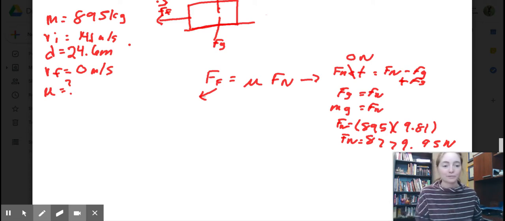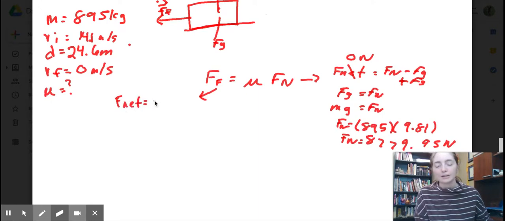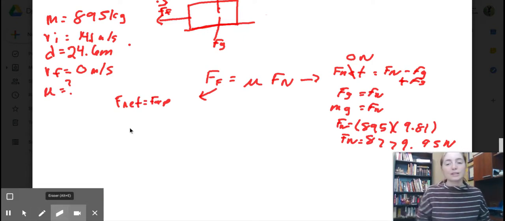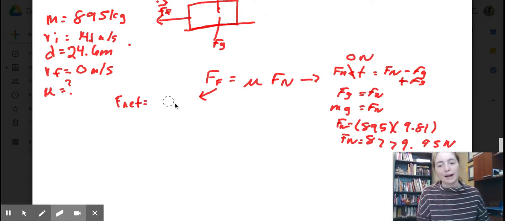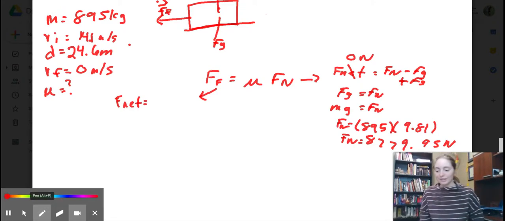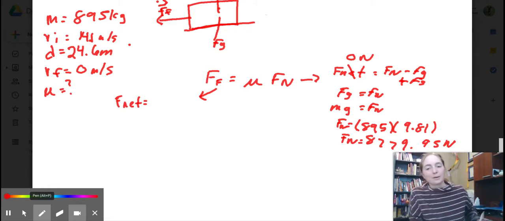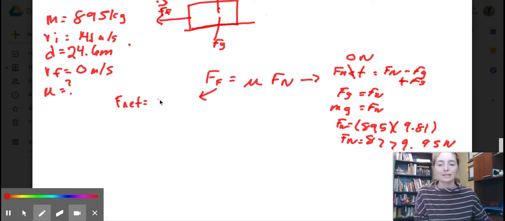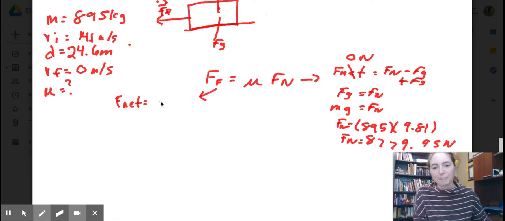We absolutely will. So we can write our F-net is going to equal our force applied and our force of friction. Well, hold on a sec, you say. We don't have a force applied. So let's get rid of that. We only have a force of friction here. So, ladies and gentlemen, our F-net is going to equal our force of friction.